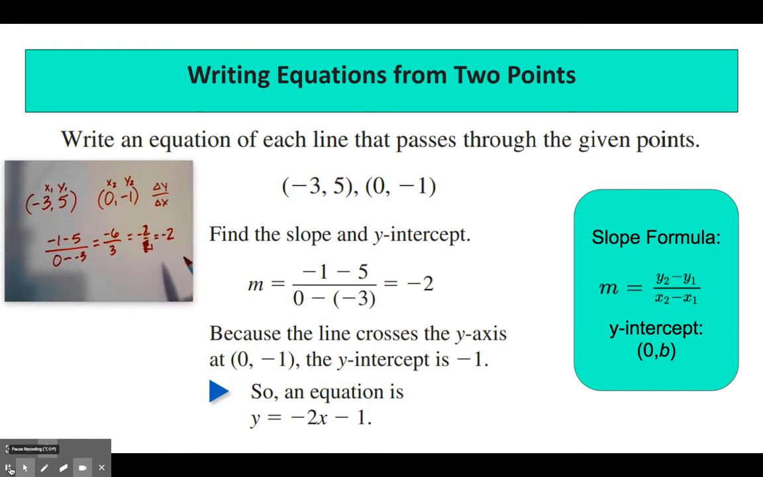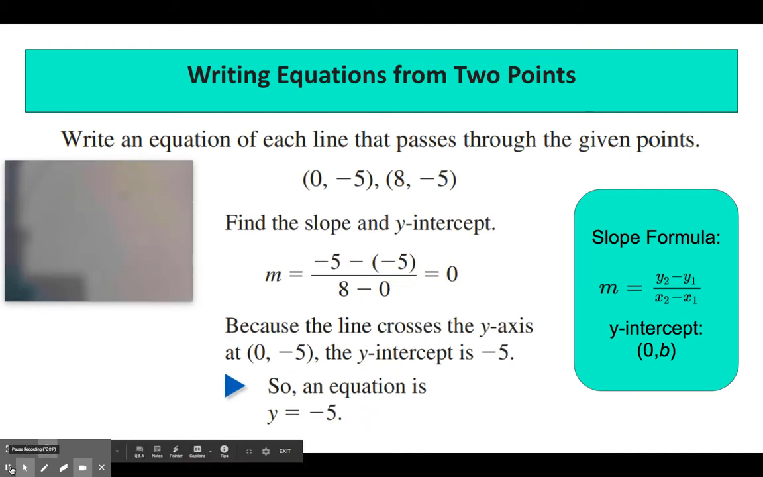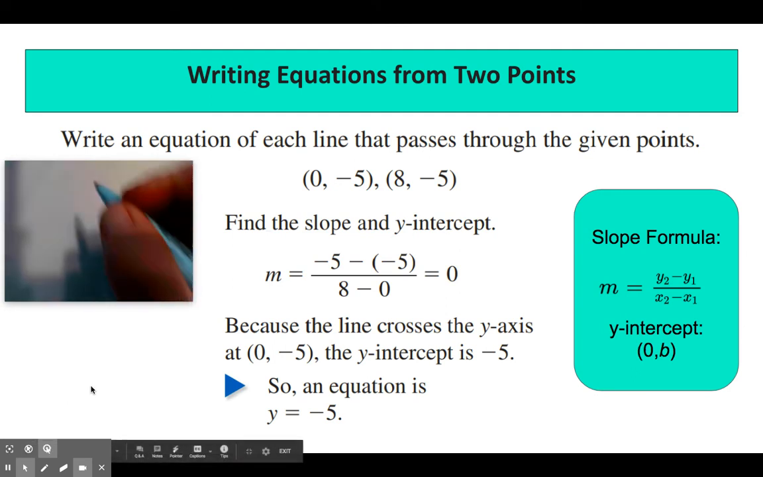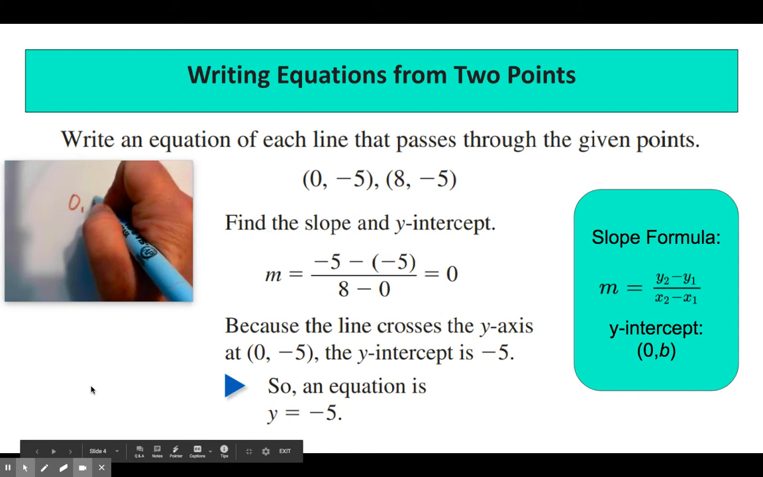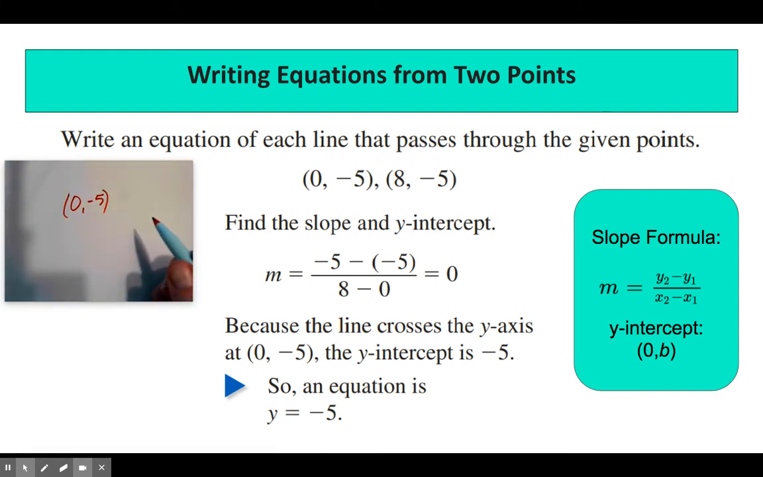So we know our slope, and if we look at our coordinates, we know where this crosses the y-axis. We know where x is equal to 0. So we can go ahead and write the equation of our line, which would be y equals negative 2x minus 1. There we go. So here's another set of coordinates. And the first thing you're going to notice is, hey, they have given me the y-intercept. My y-intercept is where x is 0. And we know that your y-intercept is going to be at negative 5.